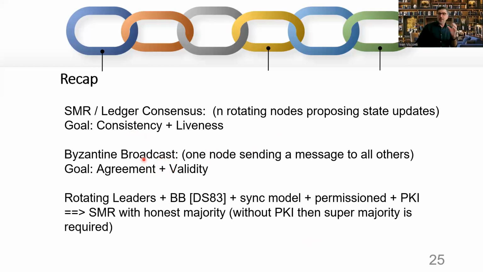That it's a sub-protocol that satisfies agreement and validity, which are two properties important to get ledger consensus. And with rotating leaders plus Byzantine broadcast, you can take the less strong result. If you are in the synchronous model and, of course, in a setting that is permissioned, they use public infrastructure, you get a decentralized computer that works with RSA.